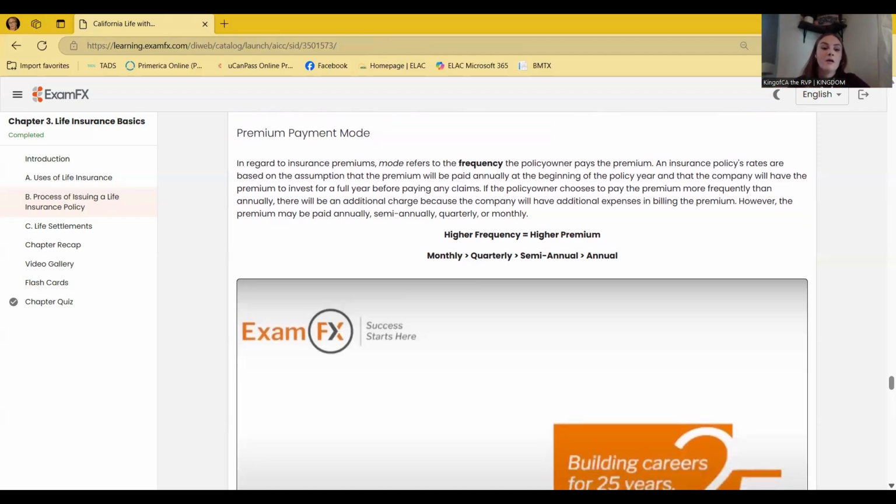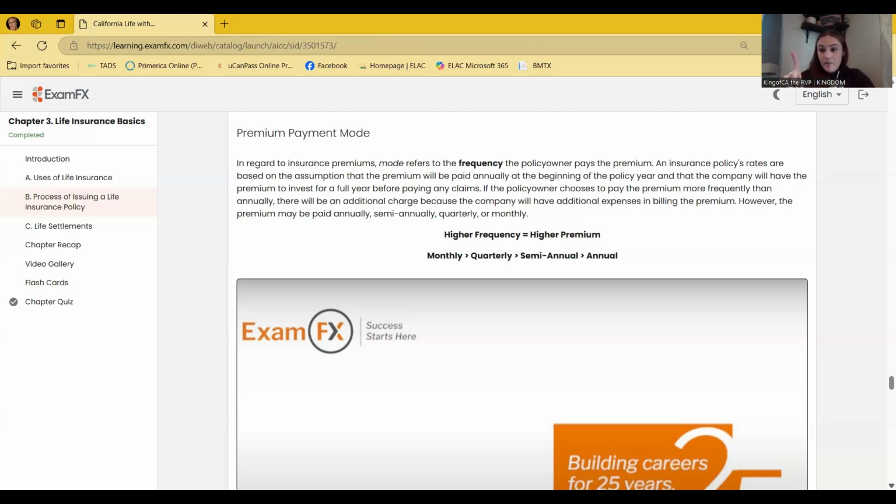Now, there is something called a premium payment mode, okay? All this means is the mode of payment. How often are we going to be paying this premium? What is the frequency? Okay. And there's four options.